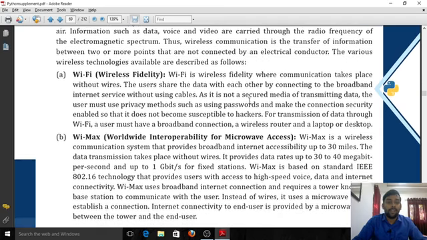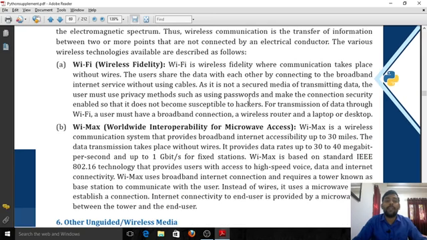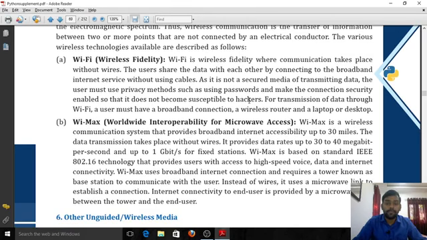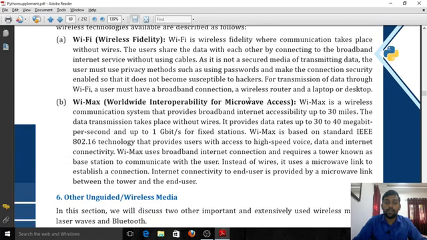Let's look at Wi-Fi first. Wi-Fi stands for wireless fidelity, and it's used to set up a wireless LAN. Normally LAN is wired, and Wi-Fi offers wireless LAN. Communication takes place without wires, and the users share data with each other by connecting to the broadband internet service provider using cables. It is not a secure medium of transmitting data, and it can be used to connect laptops, desktops, and everything.